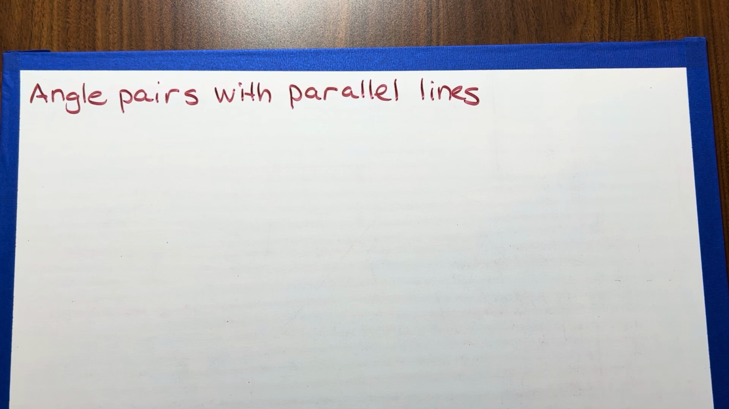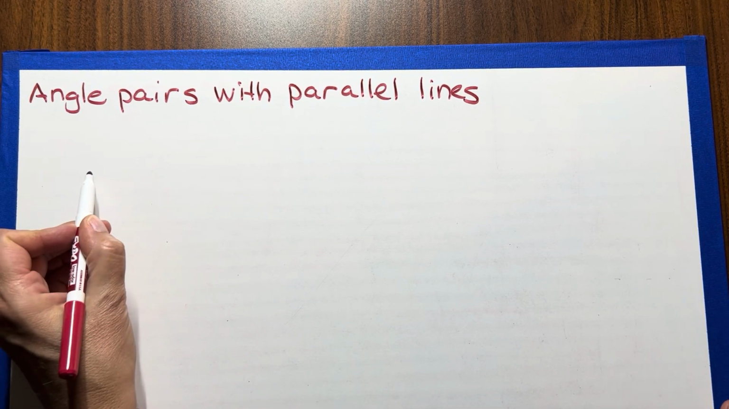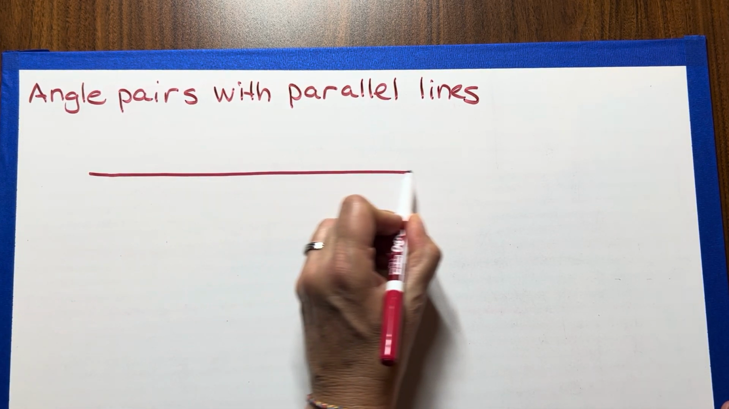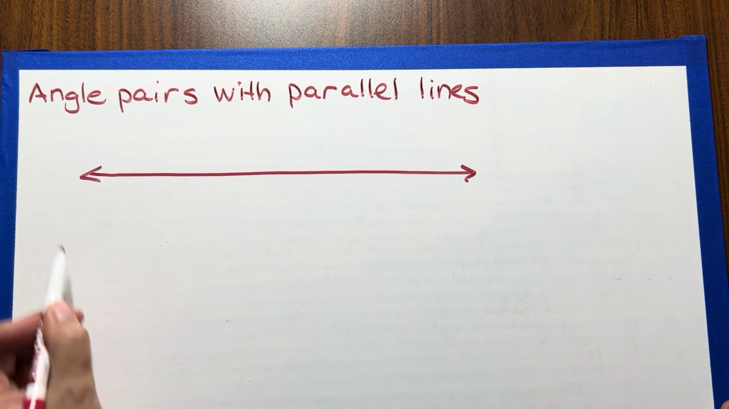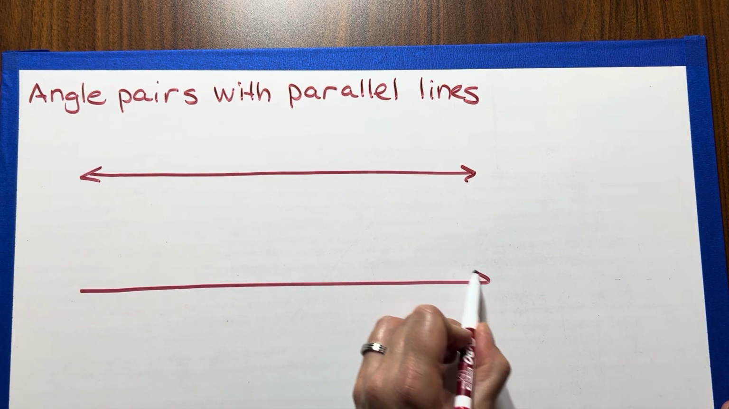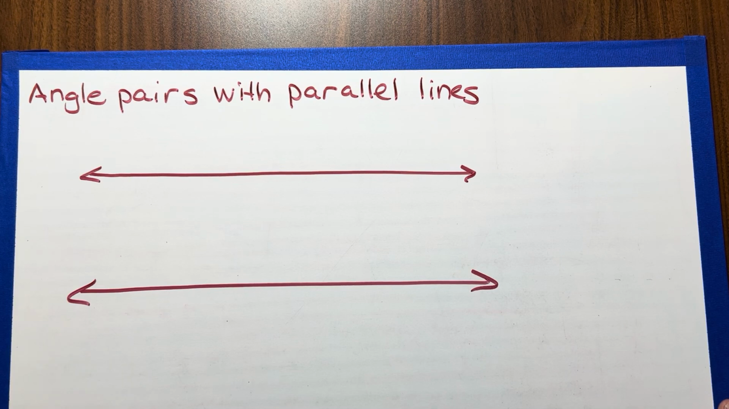Today's topic is identifying angle pairs with parallel lines. So this video is only going to address the different kinds of angle pairs and what the relationship is. Remember that parallel lines are two lines that don't intersect.